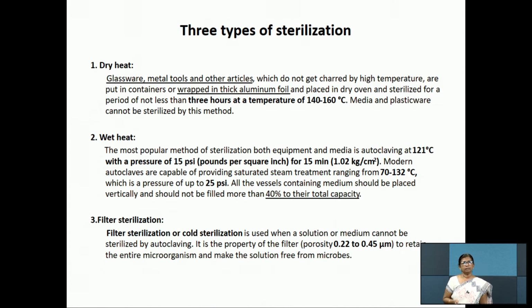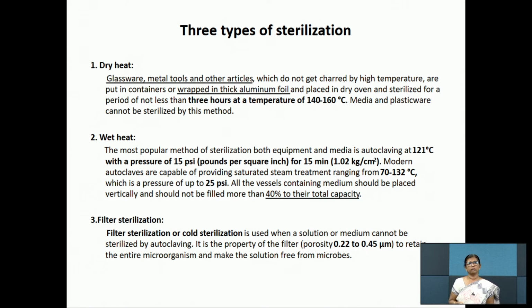And there are three types of sterilization process. One is dry heat, wet heat, as well as filter sterilization. In dry heat, the glass and metal tools and other articles are wrapped in aluminum foil, and kept in the hot air oven for about 3 hours at 140 to 160 degrees centigrade. For dry heat sterilization, you should not use media or any plastic wares. Wet heat sterilization is used for sterilizing the media, at 121 degrees centigrade at a pressure of 15 pounds for 15 minutes.